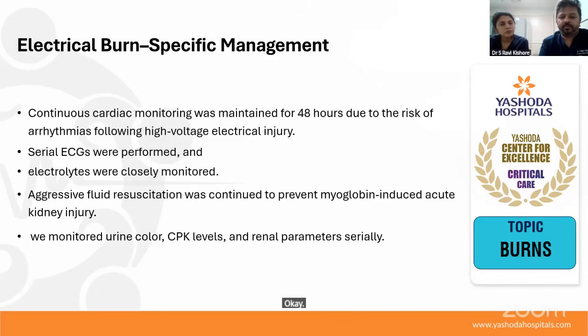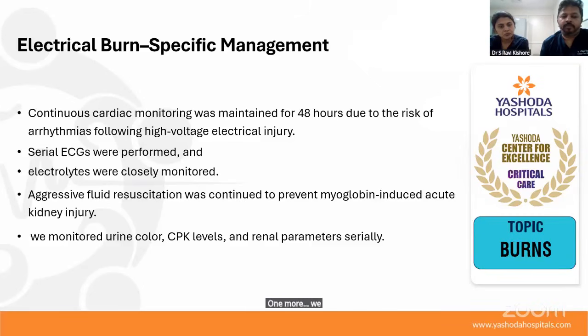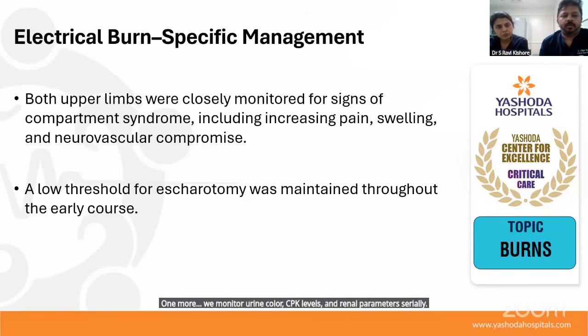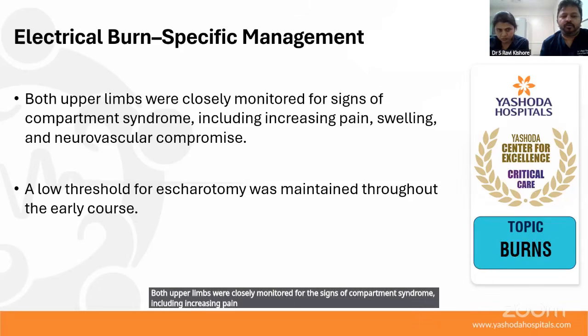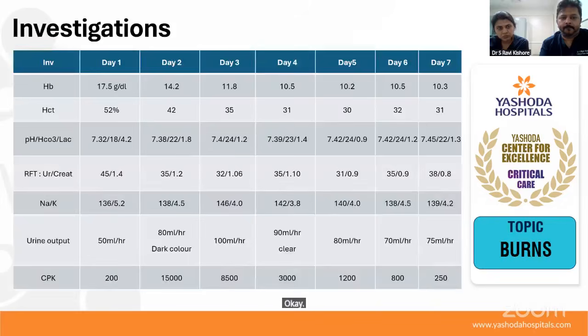Aggressive fluid resuscitation was continued to prevent myoglobin-induced acute kidney injury. We monitored urine color, CPK levels, and renal parameters serially. Both upper limbs were closely monitored for signs of compartment syndrome, including increasing pain, swelling, and neurovascular compromise. A low threshold for fasciotomy was maintained throughout the early course. These are the investigations.